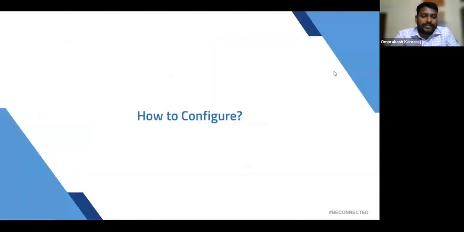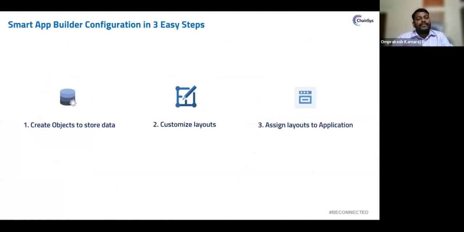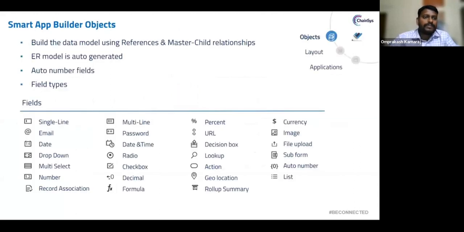Next, how to configure. Smart App Builder can be configured in 3 simple steps. That is, the first one is to create objects to store data. Next, we need to customize the layout. The third one is to assign layouts to the application. So first we'll look at the objects. These objects are used to build a data model using references and master-child relationships. Once the object is created, a layout model will be auto-generated. And at the same time, default layouts will also be created once you deploy the object.